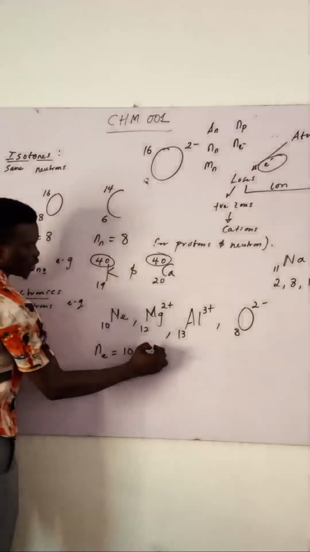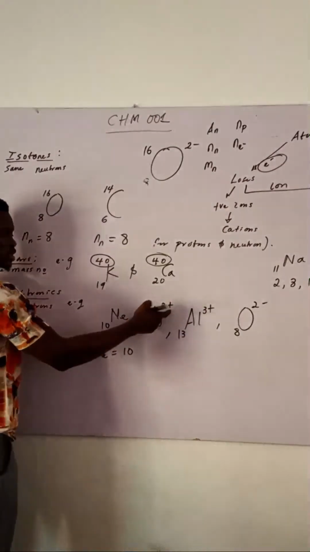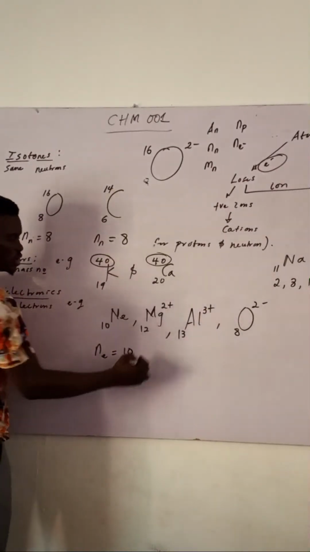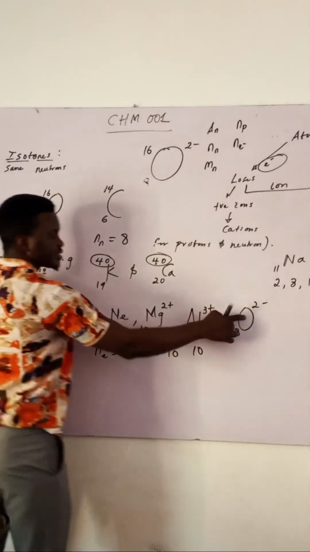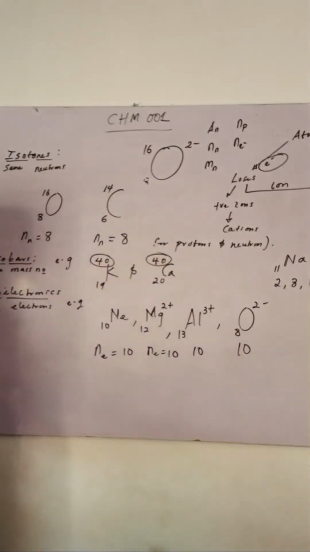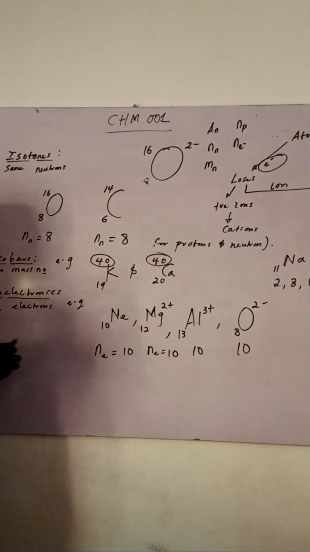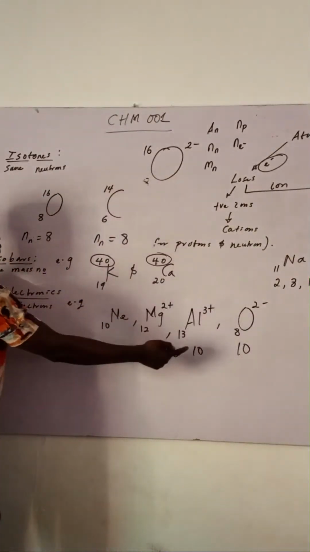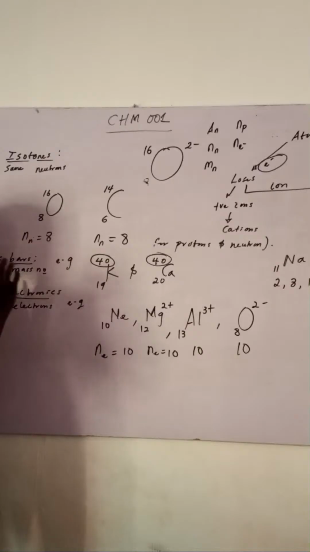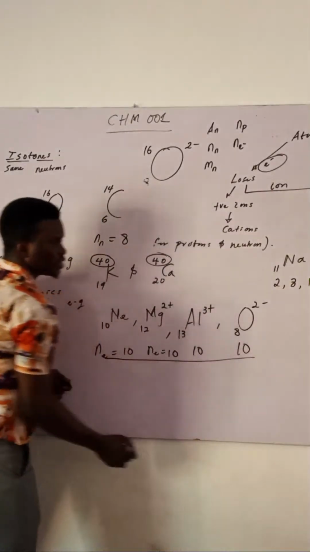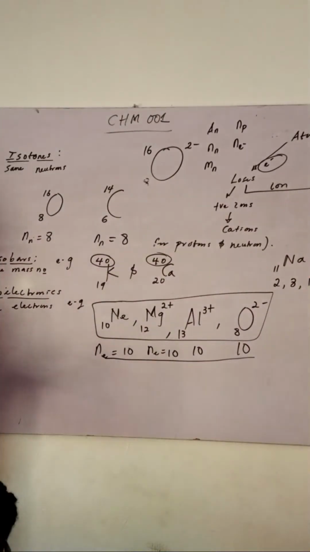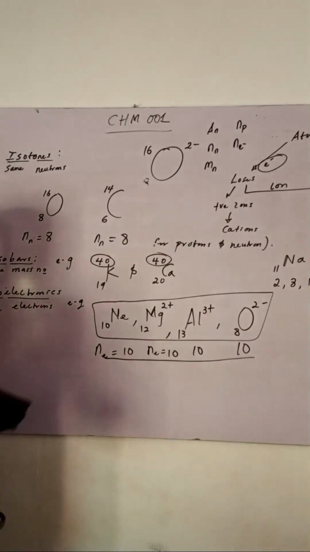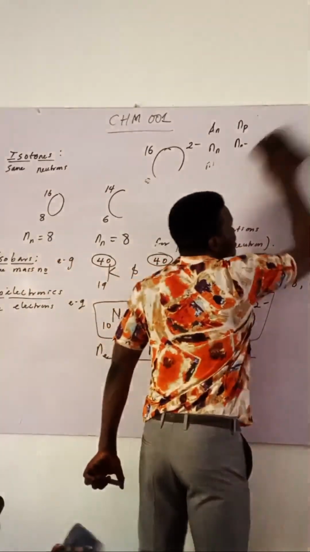Magnesium, number of electrons is what? 10. Because of these two, it means it has lost 2. So the number of electrons is also 10. How about this? 10. How about this? 10. Do you understand that now? You have done the calculation before. So when you calculate it, and you see that all of their electrons are the same, then these are said to be isoelectronic, meaning that they have the same number of electrons. Do you understand that? Yes, sir. Thank God there are a lot of tools you can use to learn these days.